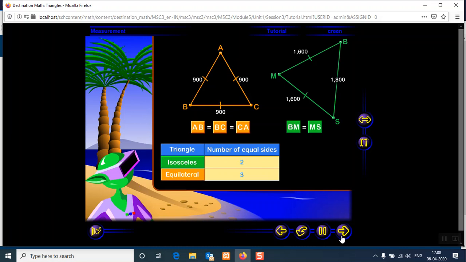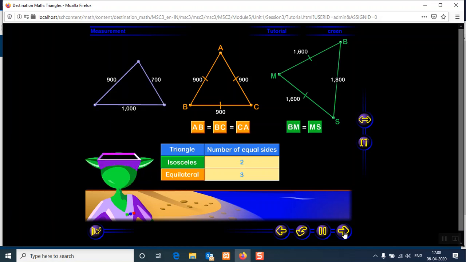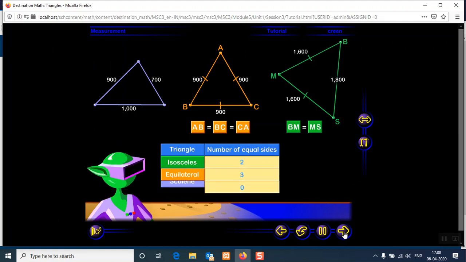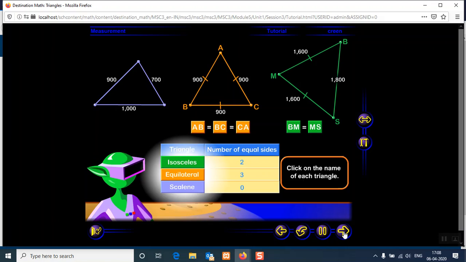That's correct, Tej. We can use these marks to show that all three sides on this equilateral triangle are equal. Okay, but can't we have a triangle where all three sides have different lengths? Yes, like that one, Tej. A triangle that has no equal sides is called a scalene triangle.